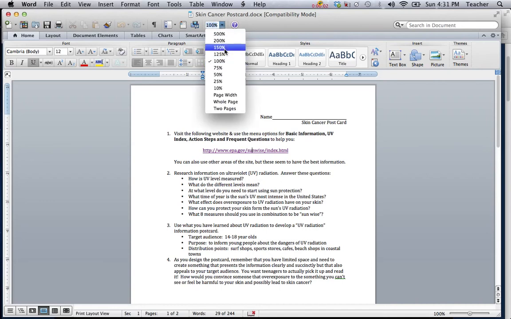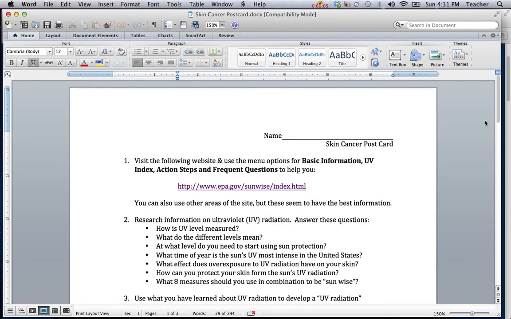What I want to do today is, you are going to be going over to the computer lab or using the computers in one way or another to do some research for a postcard about skin cancer. Now, the most important source of information that I want you to use is the website that is right there on your sheet of paper.